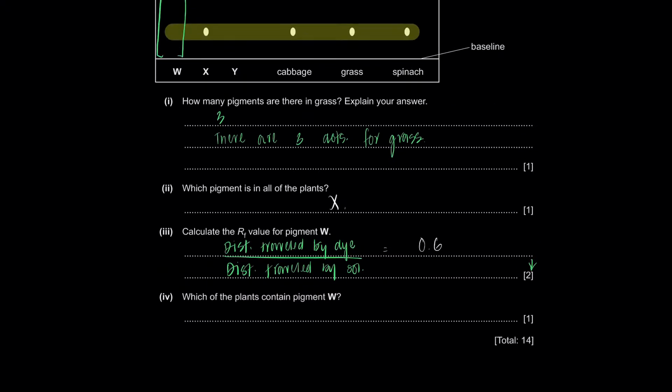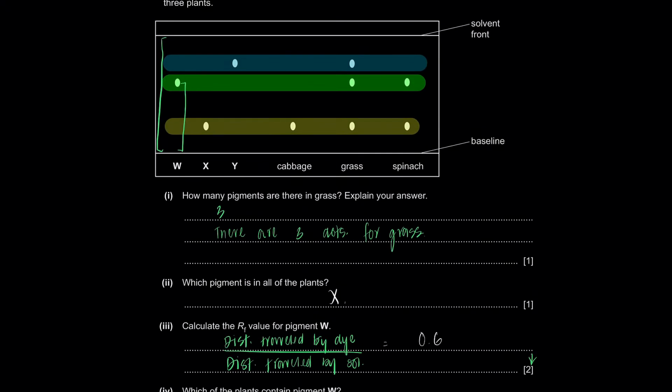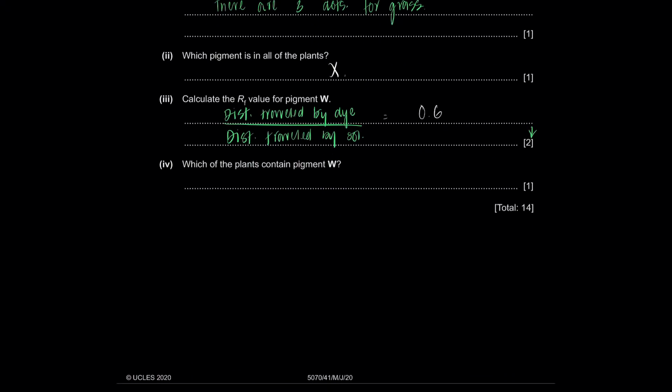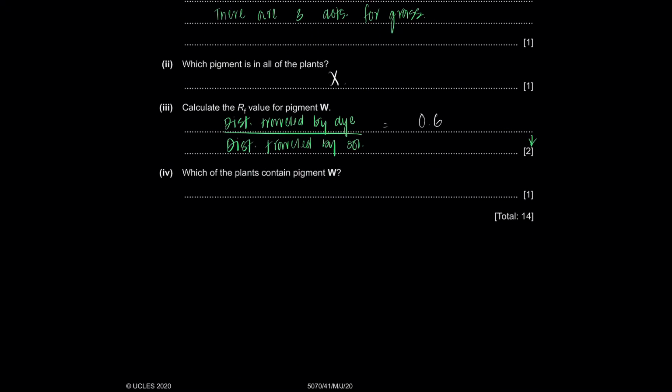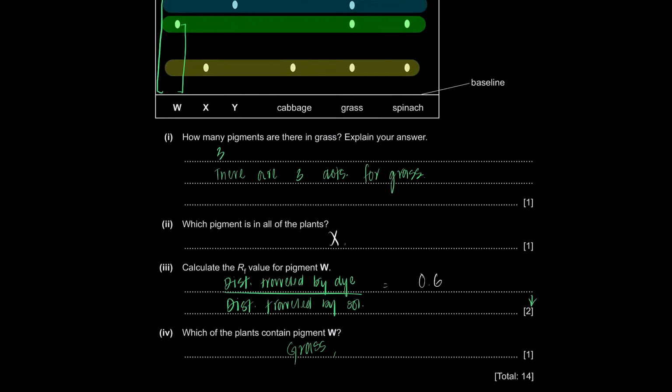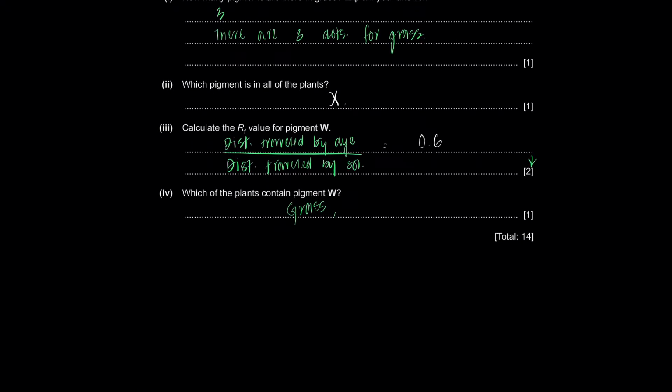Which of the plants contain W? W is here, the green one. Grass and spinach. Keeping true to our plant-themed answering session. Grass and spinach. I was just checking the spelling for spinach.